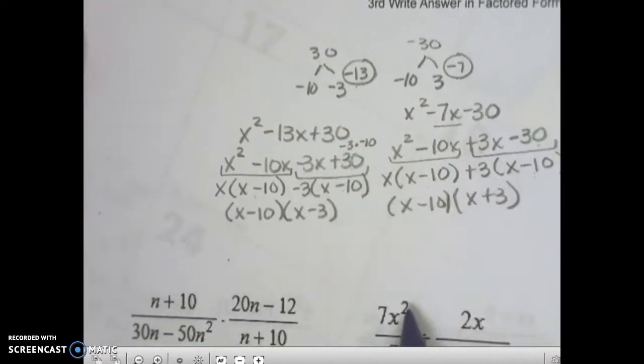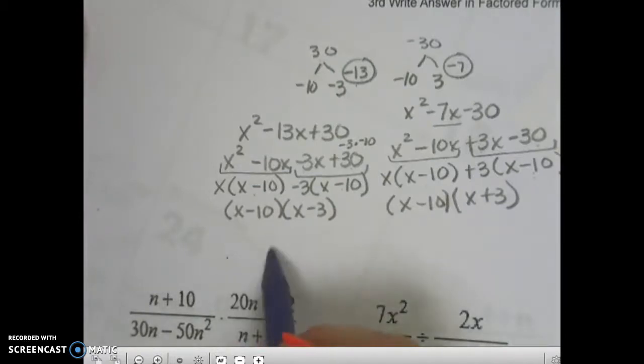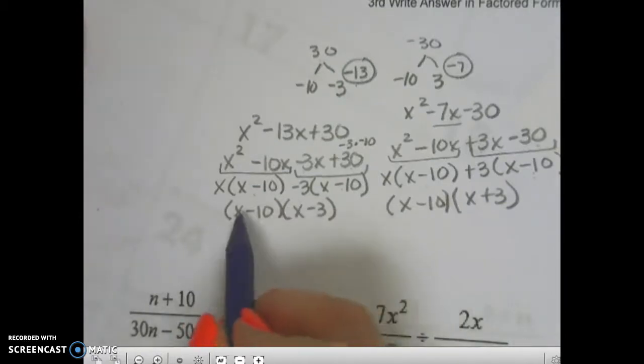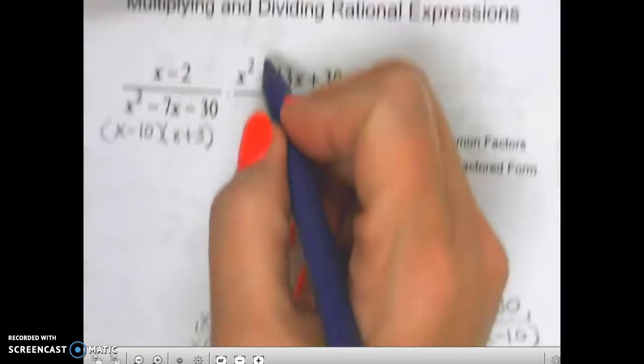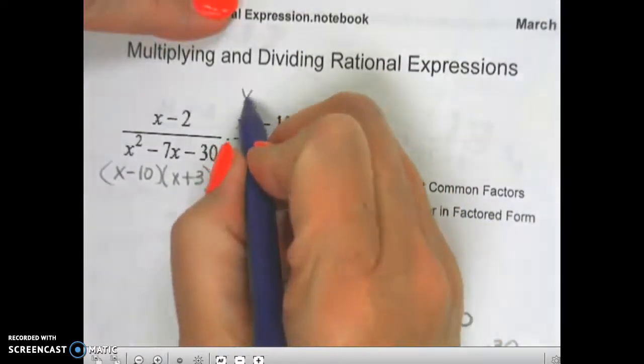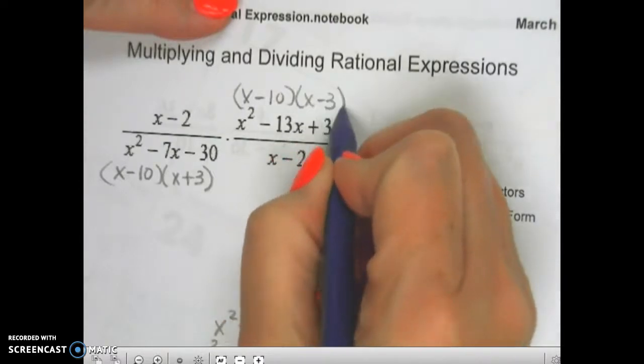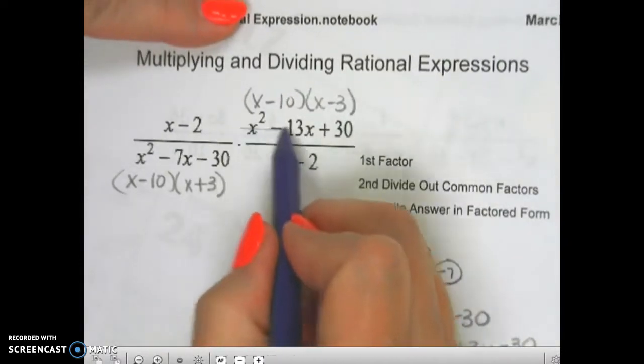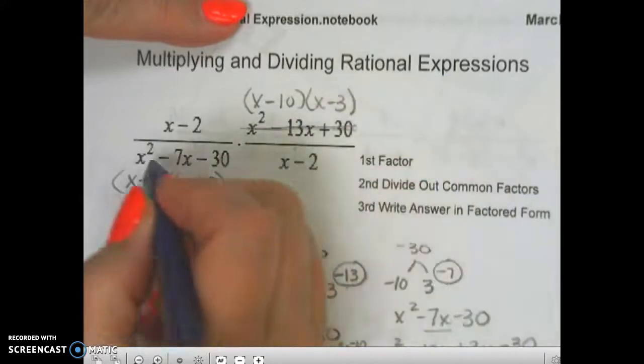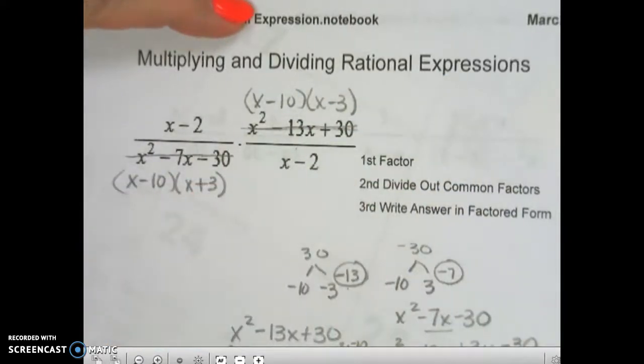Now we have been factoring for a long time. This should not be new to you. So I'm going to take these 2 factors and write it up here. X minus 10, x minus 3. Now where I factored this one, I'm going to draw a little line through it so I don't use it, and I'm going to draw a line through this one since I've used them both.